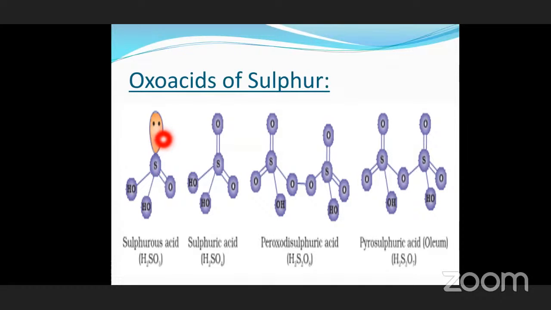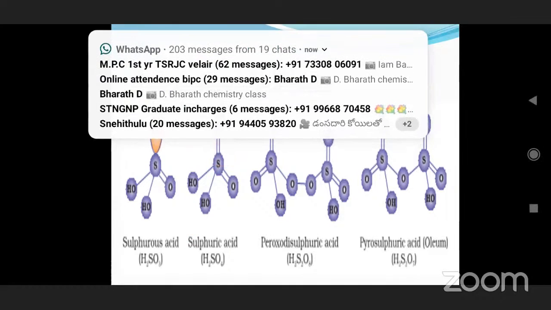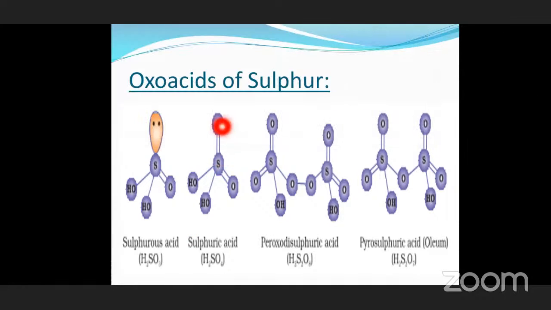It means a lower oxidation number, which is why it is represented as H2SO3. Sulfurous acid has the lower oxidation state of sulfur. So this is about sulfurous acid. Then we enter the second one, sulfuric acid. Here the sulfur shows a higher oxidation number when compared with sulfurous acid.